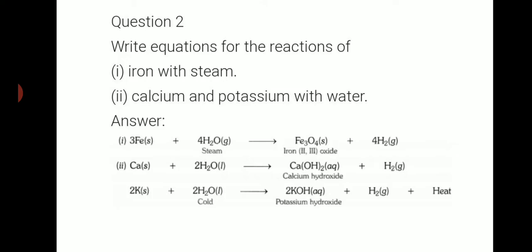So what do you mean by an exothermic reaction? It liberates heat. Then potassium reacts with cold water, and immediately it catches fire and forms potassium hydroxide. Then hydrogen gas is liberated. It is a highly exothermic reaction, so more heat is liberated and it catches fire. So I mentioned here heat along with the hydrogen gas.